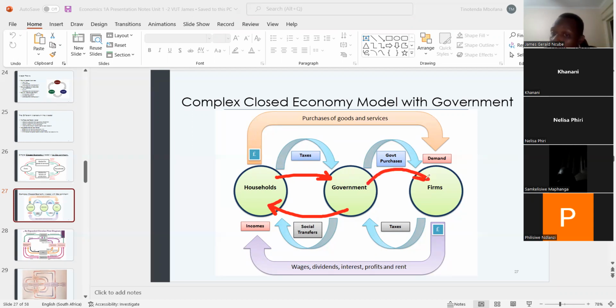The same government also goes to the firms and purchases goods and services, because remember, government officials need laptops, they need to travel, they need food. But the same government will also tax: VAT, capital gains tax, and all of those different types of taxes. The government also employs people, which means that they utilize labor, land, and the economy.